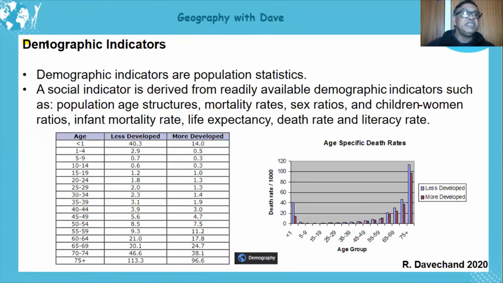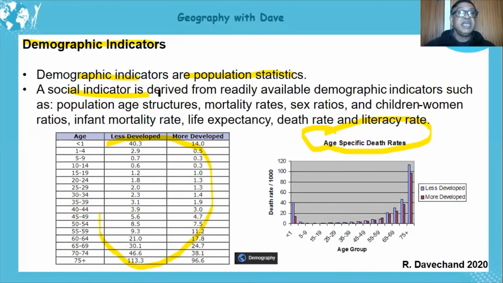Then demographic indicators. Demographic indicators are population statistics, the figures. It gives you exact figures in terms of age-specific death rates. And they draw graphs. You can see less developed countries are high in terms of that, others low, but it's all dealing with figures. All across, even at 75 plus, less developed or higher, and it gives you a figure. So it actually deals with statistics, numbers.